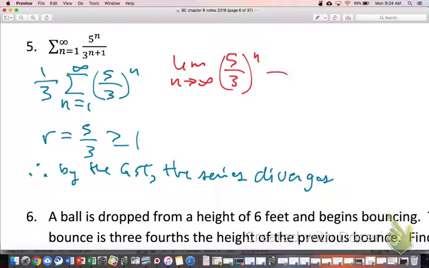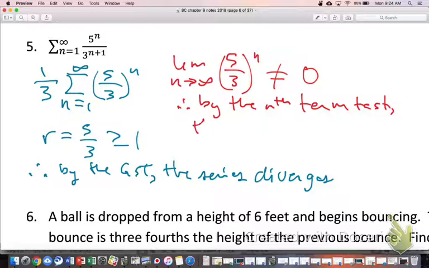So you could say this doesn't equal 0. It doesn't equal 1 either. It doesn't equal 0. It actually is increasing without bound, right? And so since the nth term is not heading towards 0, you can say, therefore, by the nth term test, the series diverges.